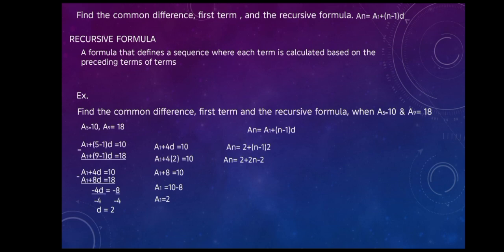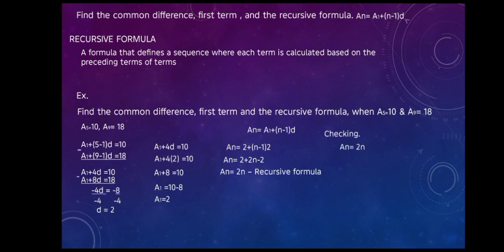Gagamitan natin siya ng distribute property. So, 2 times n is equal to positive 2n. 2 times negative 1 is equal to negative 2. Simplify lang natin. So, yung matitira na lang is a sub n equals 2n. Kasi, pag i-plus natin yung positive 2 at negative 2, ang answer niya is 0. That's our recursive formula. So, yung recursive formula, yun yung gagamitin natin para i-check kung tama yung mga nakuha nating sagot.